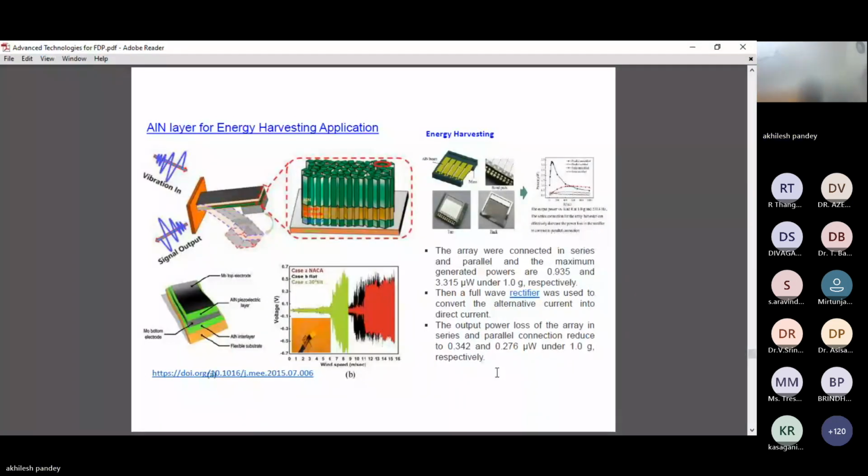Here you can see that with the vibration, the signal output is changing, and here the aluminum nitride piezoelectric layer is present. By applying some voltage, initially there are no changes. While applying wind, initially there is no change, but as the wind speed increases, you can see the voltage increases. So aluminum nitride can be used for energy harvesting also.